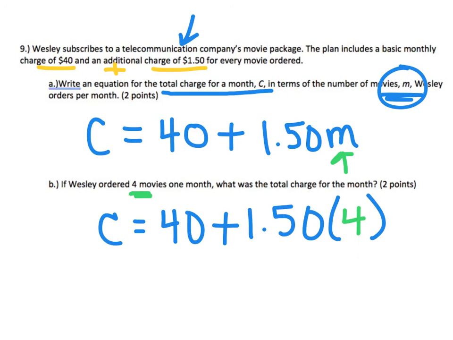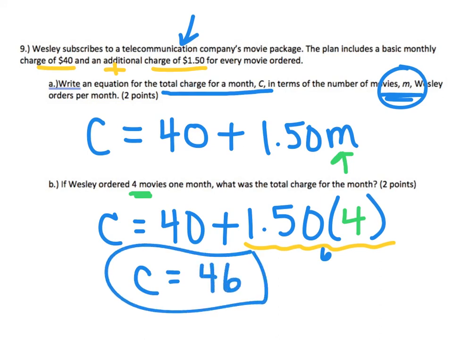Okay, so let's solve here. So we're going to do $1.50 times 4 and then add 40 to it. So $1.50 times 4 is 6. And then 40 plus 6 is 46. So the cost would be $46 for that month.